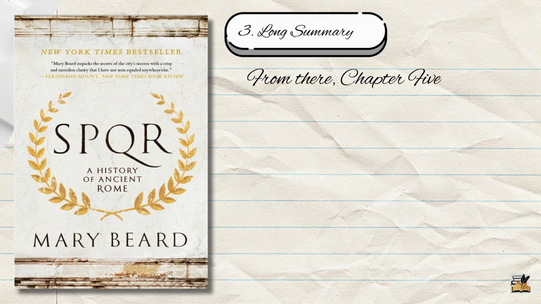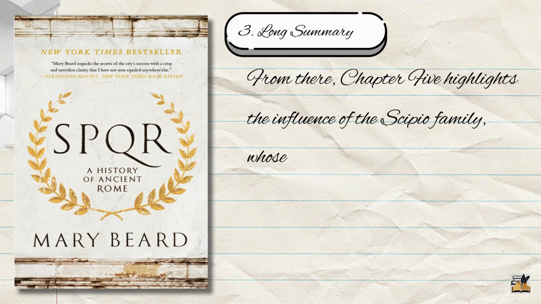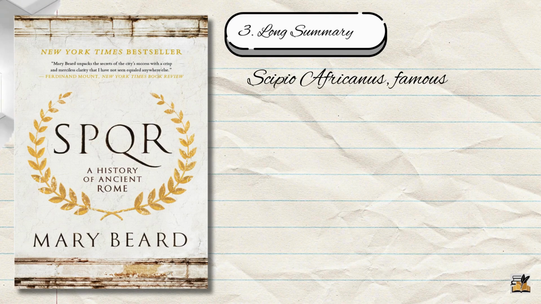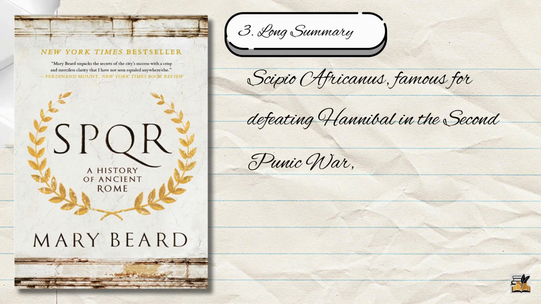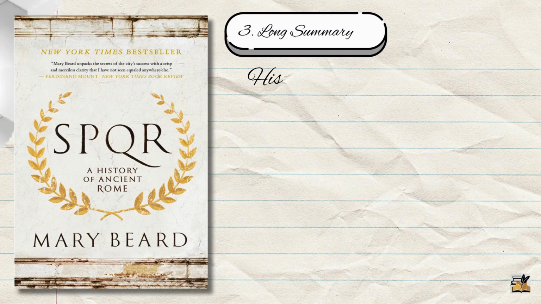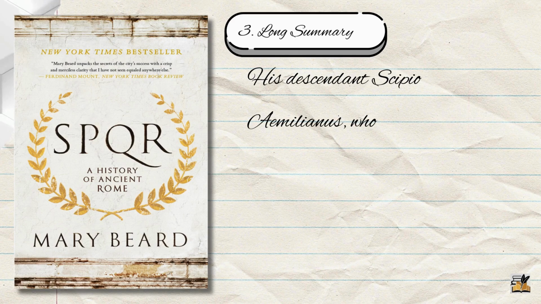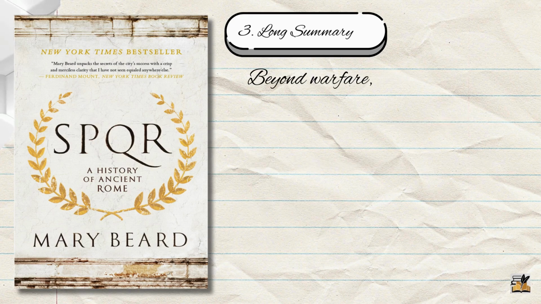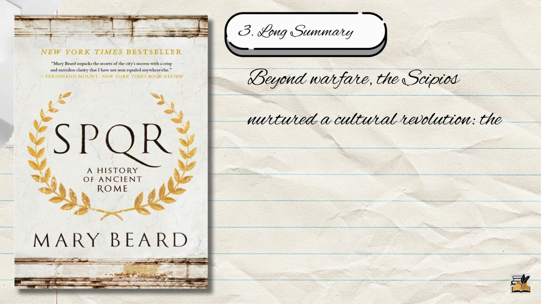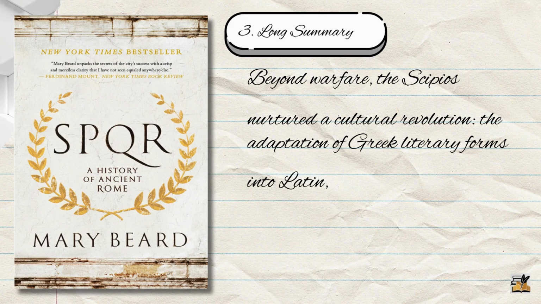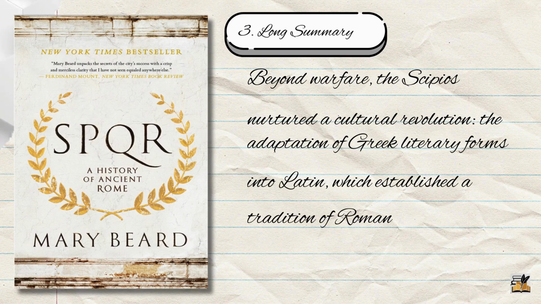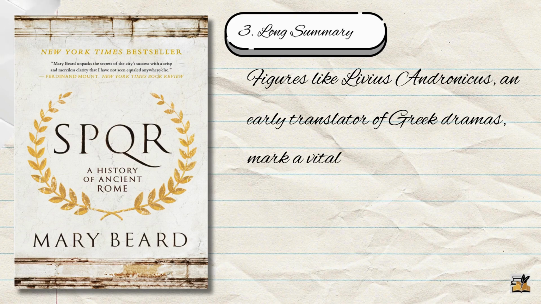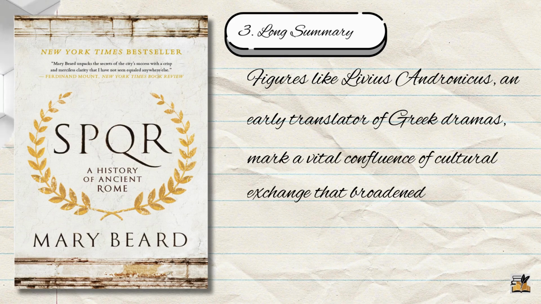From there, Chapter 5 highlights the influence of the Scipio family, whose reputation hinges on military brilliance and patronage of literary culture. Scipio Africanus, famous for defeating Hannibal in the Second Punic War, personifies the height of Roman generalship. His descendant Scipio Aemilianus, who finally razed Carthage in 146 BCE, carried that legacy forward. Beyond warfare, the Scipios nurtured a cultural revolution, the adaptation of Greek literary forms into Latin, which established a tradition of Roman literature. Figures like Livius Andronicus, an early translator of Greek dramas, mark a vital confluence of cultural exchange that broadened Rome's intellectual horizons.